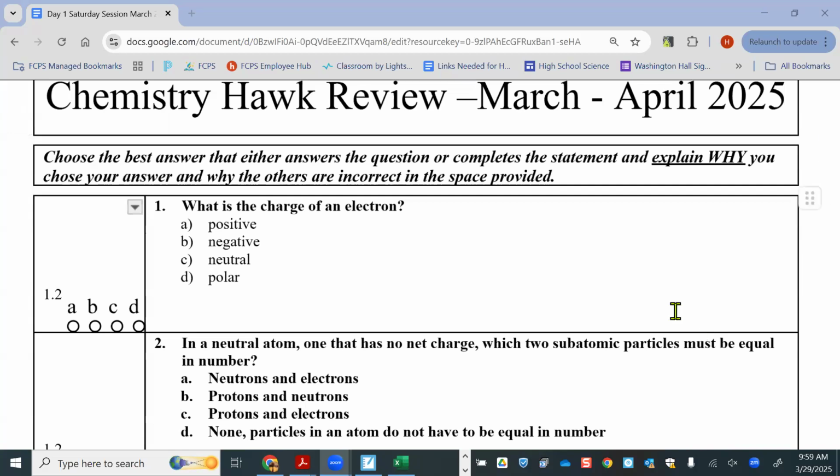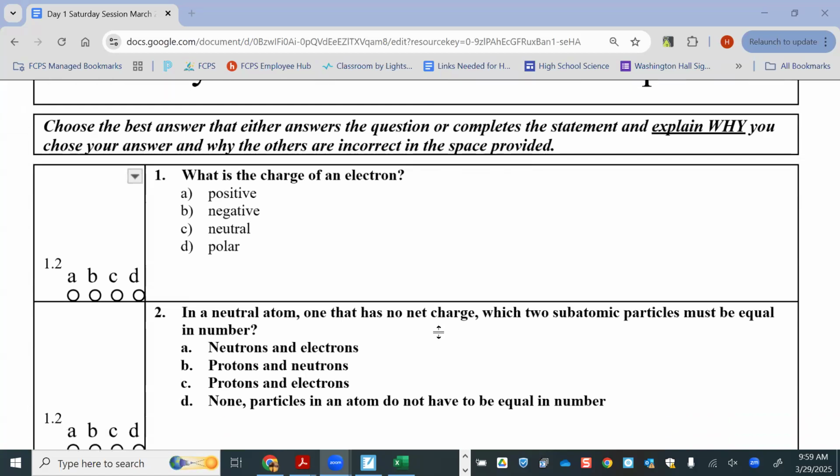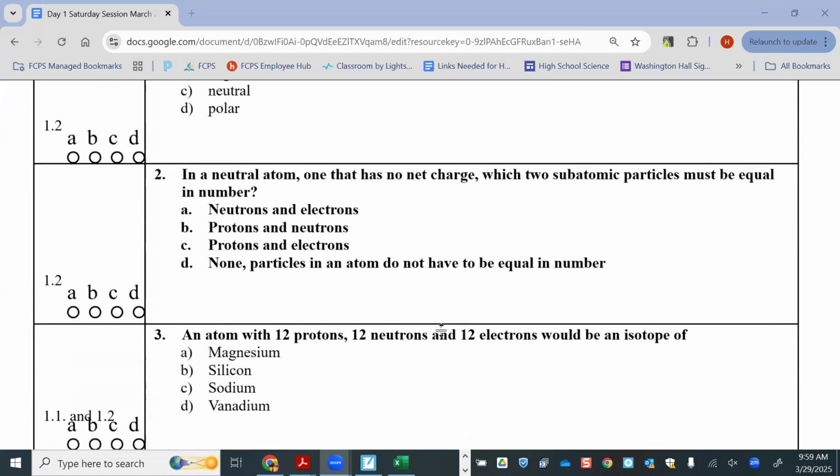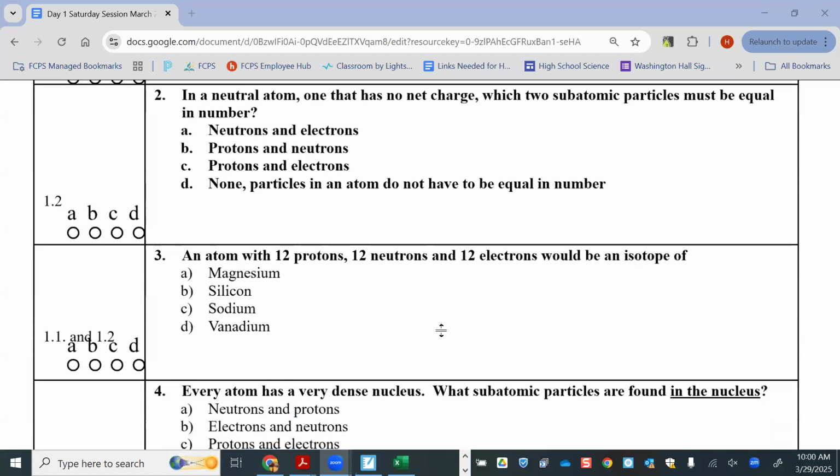So let's see what we got here. Is this like a review of all the units that we've done so far? In a neutral atom, one that has no charge, which 2 subatomic particles must be equal in number? Proton and neutron, that's what I put. Yeah, sure. Same. Neutral means equals 0. So neutrons, you said equal what charge?